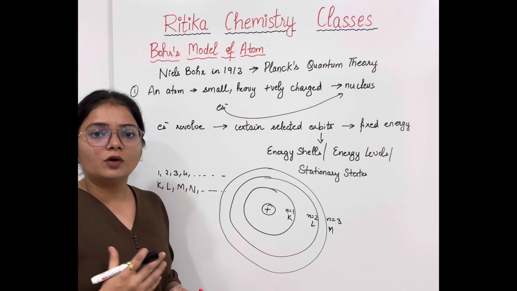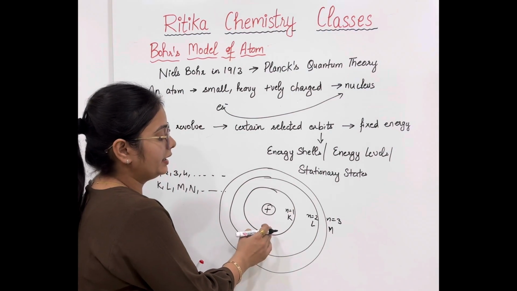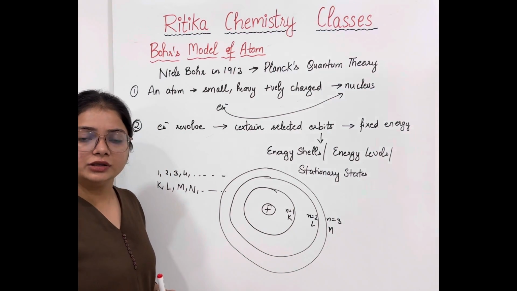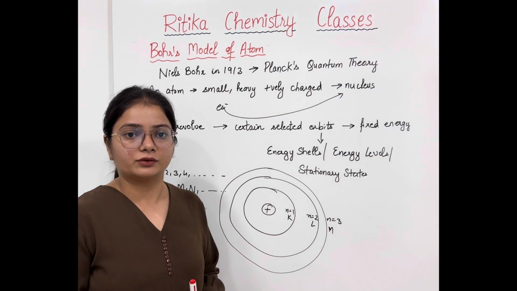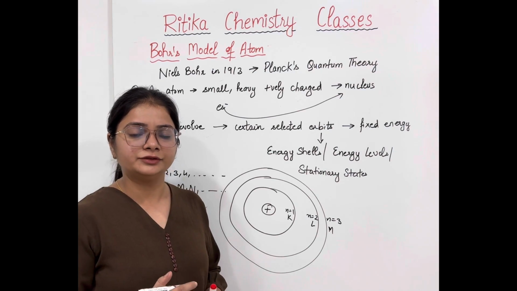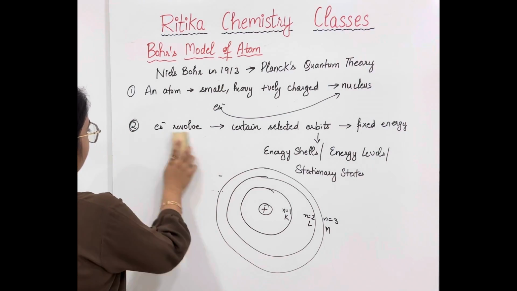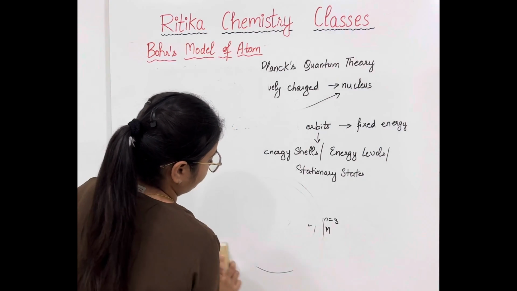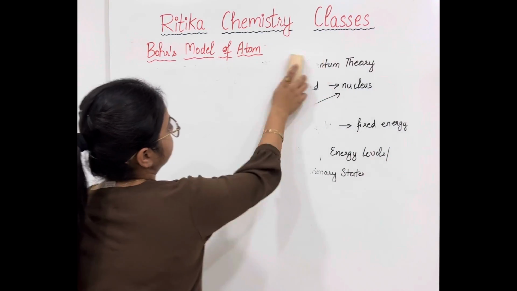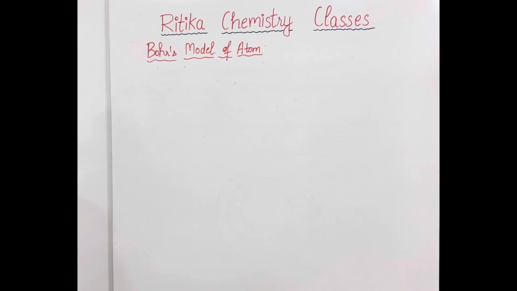Also, as long as the electron remains in a particular orbit, it neither loses energy nor gains energy. That means the energy of the electron in a particular orbit remains constant. So what is the value of this energy?